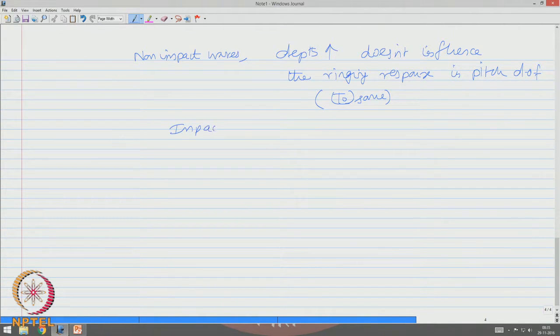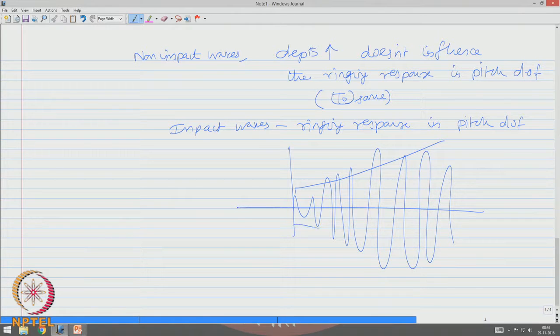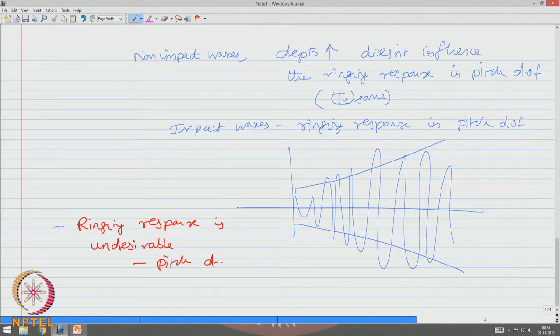So, impact waves cause ringing response in pitch degree of freedom, because the typical response looks like ringing of the bell response. Ringing response is undesirable because pitch degree of freedom needs to be with the minimum response. The reason being, it is one of the rotational degrees of freedom.